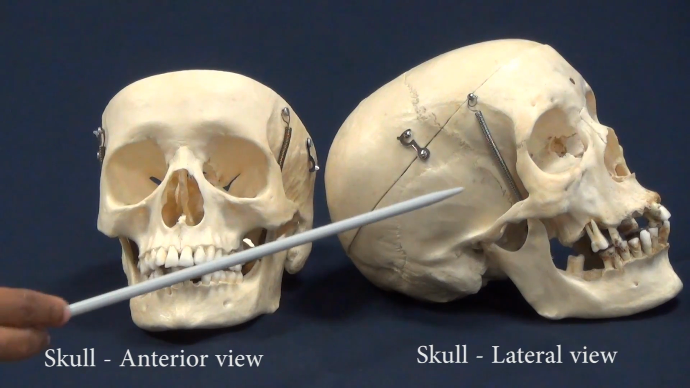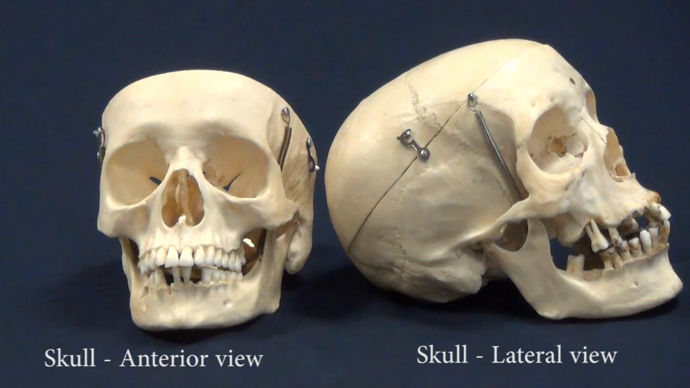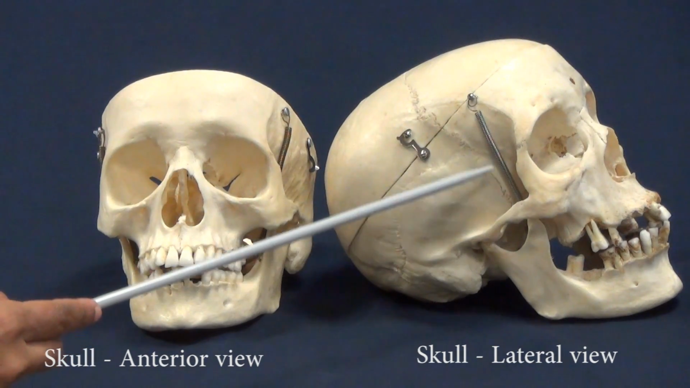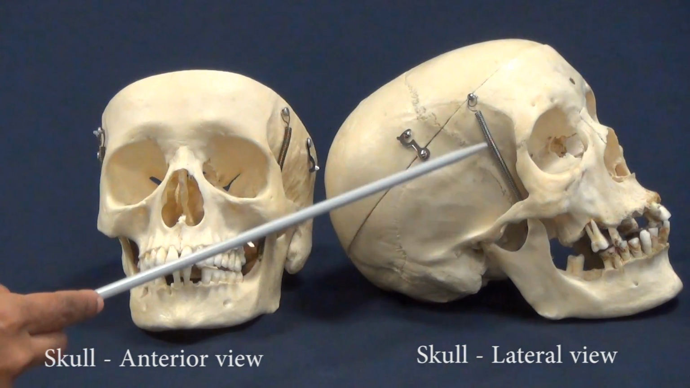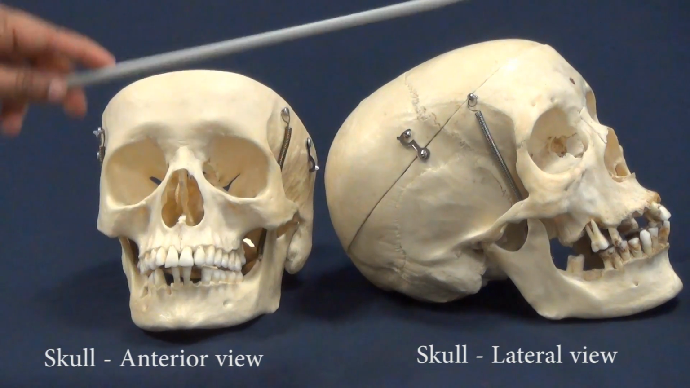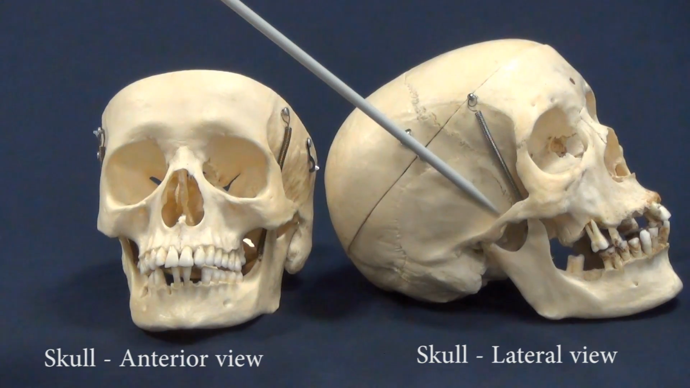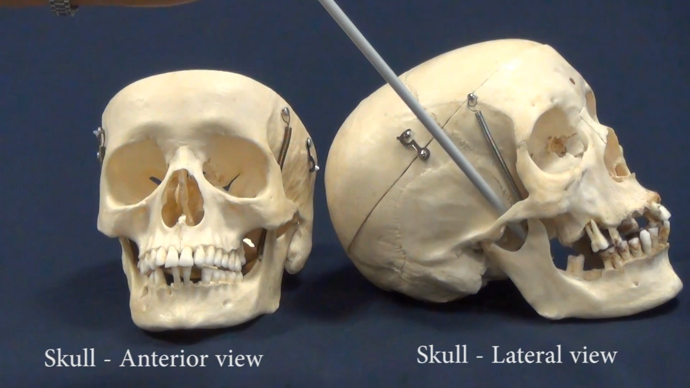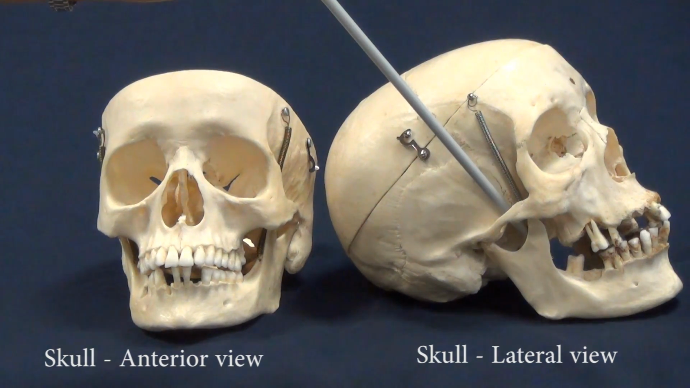Seen in a lateral view of the skull would be two anatomical spaces. The first one seen above the zygomatic arch, and this one is referred to as the temporal fossa. And if I pass the knitting needle below the zygomatic arch, then I would lead into the infratemporal fossa.